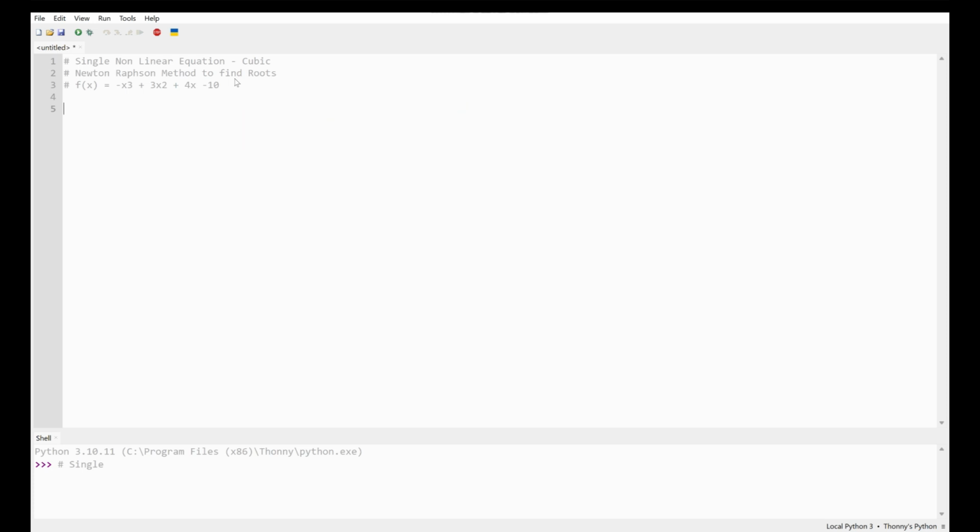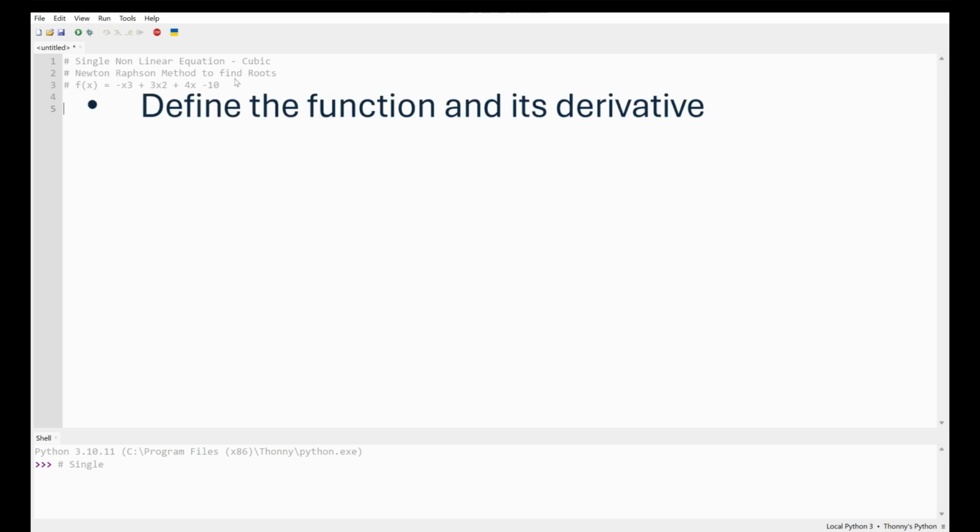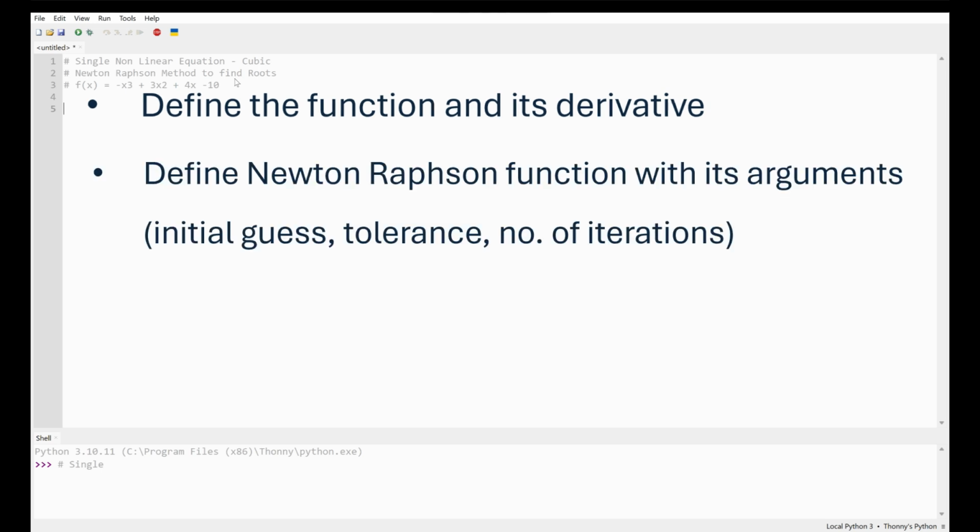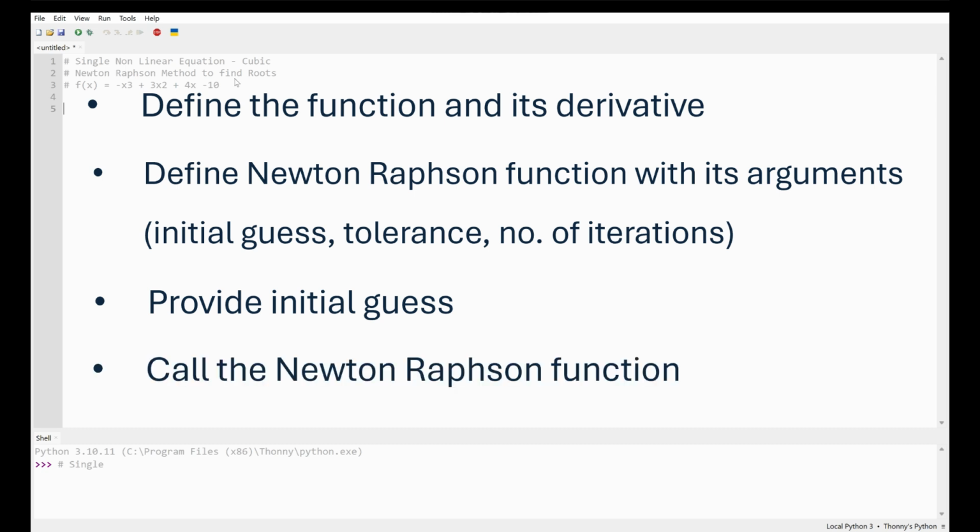Now, there are 4 key steps to this Python code. The first one is you have to define the function and its derivative. So you have to take the derivative of the function yourself and include that in the code for the code to work. And the second step is you have to define the Newton Raphson function along with its arguments, which are initial guess, tolerance between the guess and the next value after the iteration, and the maximum number of iterations. And then you have to provide the initial guess. And the last step will be to call the Newton Raphson function to get the answer. And I think that breaking the code into different steps makes it easy to understand.